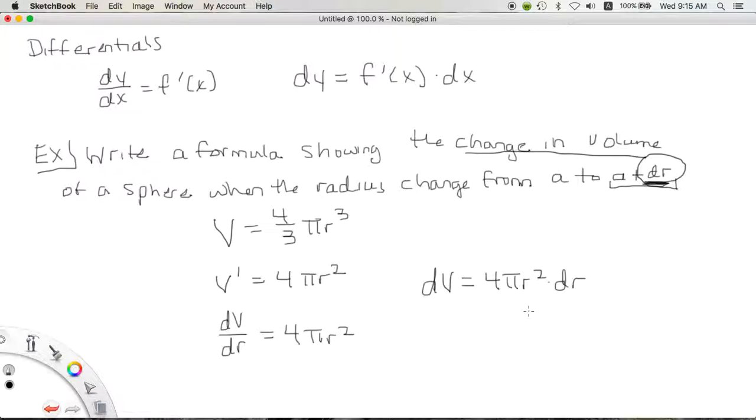That's really all there is to it for differentials. The biggest thing is that instead of writing your derivative with the primes, you've got to write it this way with the differentials, and then you'll have to split them. This means the change in volume, this means the change in radius. Okay, so you're looking for those words change and what things are changing.